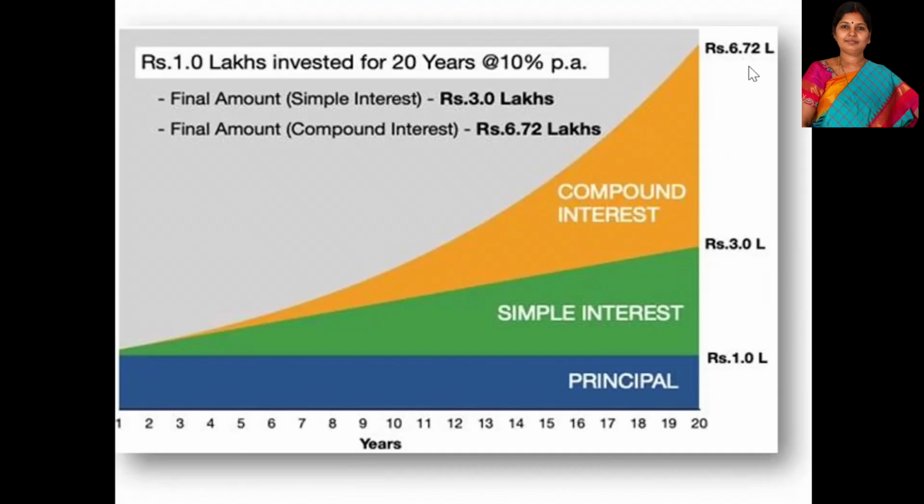Means how much increase is there? Another 5 lakhs 72,000 is added to our 1 lakh rupees of investment. That is because of what? Because of compound interest. So you value your investments using future value so that you can understand how much good value of returns you will get in future.